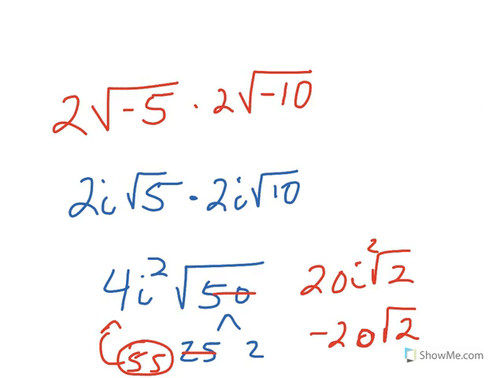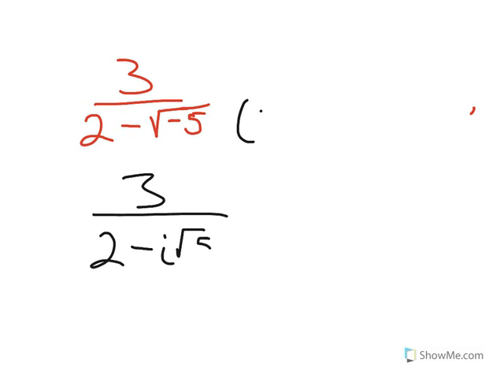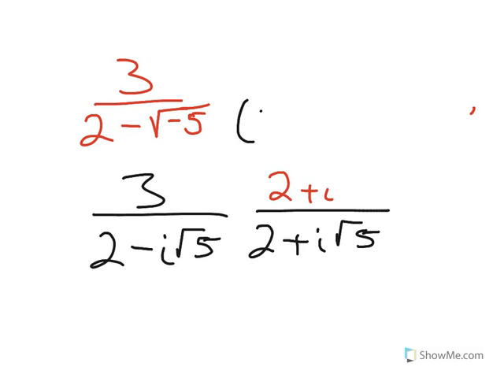Alright, so let's say you have this problem. Once again, same thing we did yesterday. We're going to multiply by the conjugate. First thing I'm going to do is simplify the problem. And then I'm going to multiply by the conjugate, which is 2 plus i square root of 5, all over 2 plus i square root of 5. And once again, we're going to FOIL.